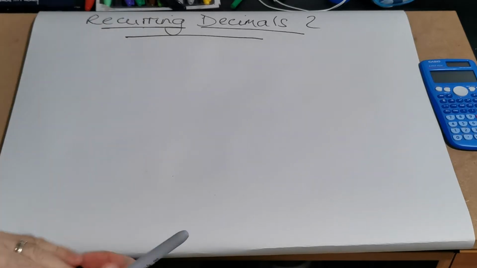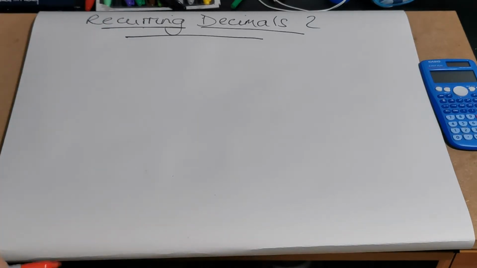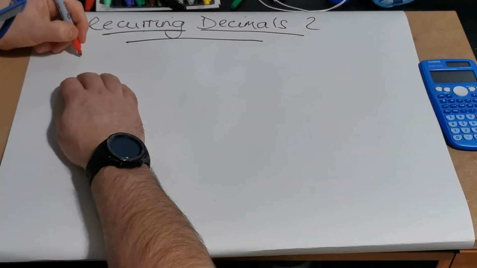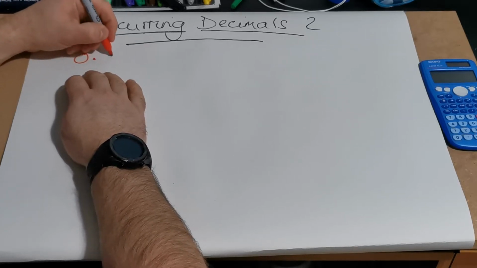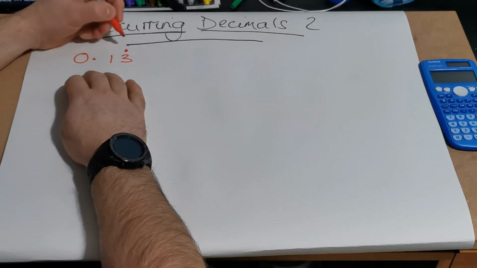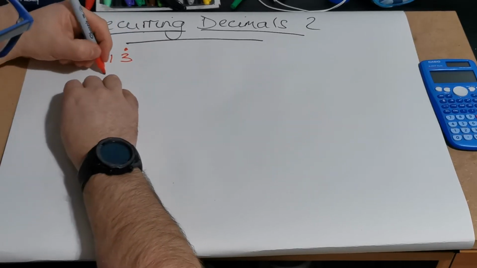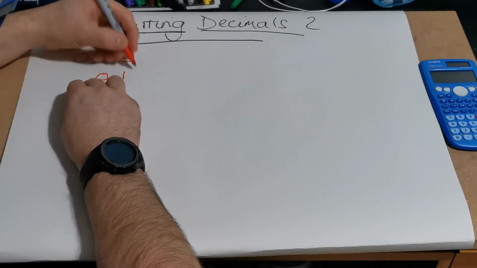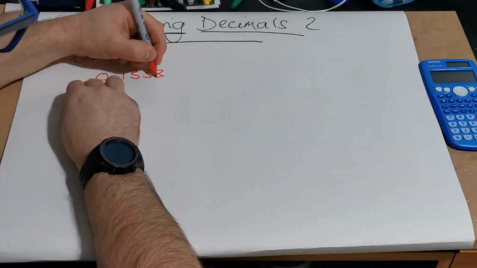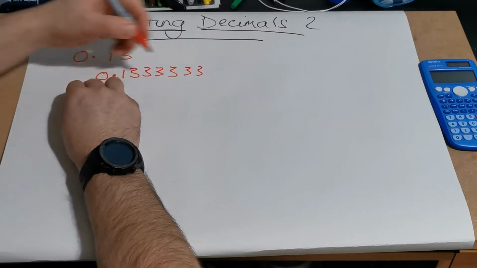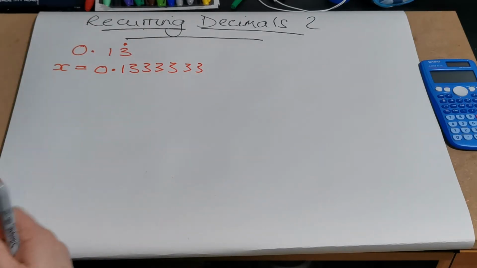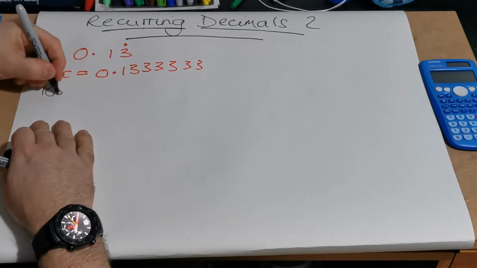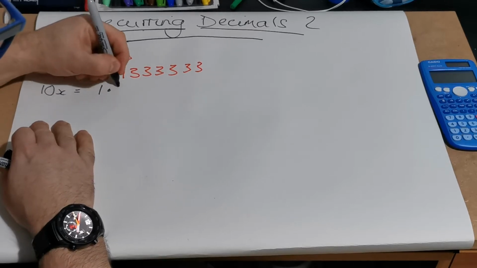Hi guys, I just thought I'd come back to this recurring decimals thing and see if we can change some harder ones to fractions. So let's say we had 0.13 recurring. What that means is 0.1 and then the 3 is recurring. So I'm going to call that my x. So if x is that, last time we looked at what 10x would be, and that would be 1.3.